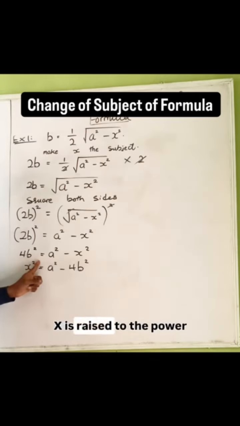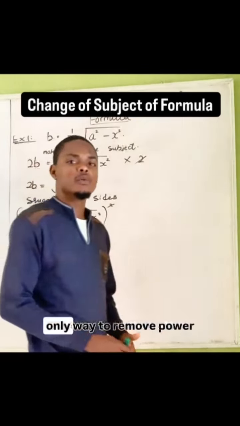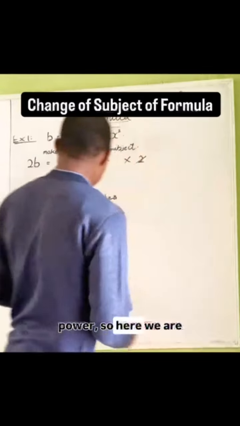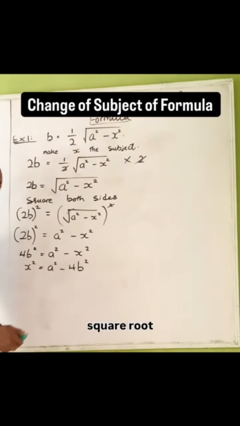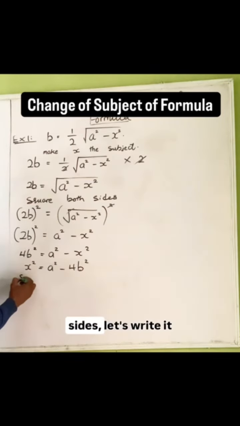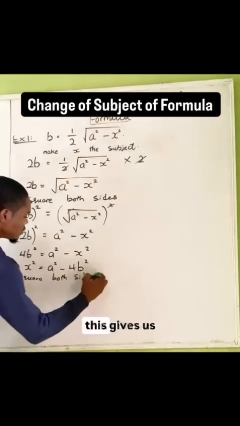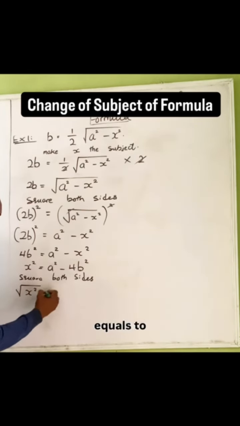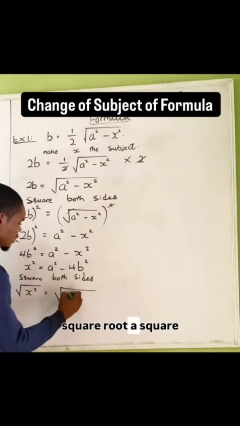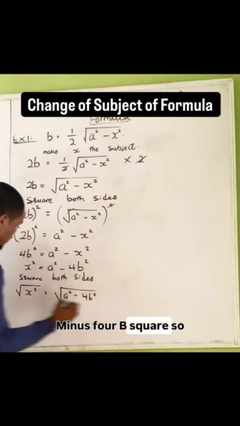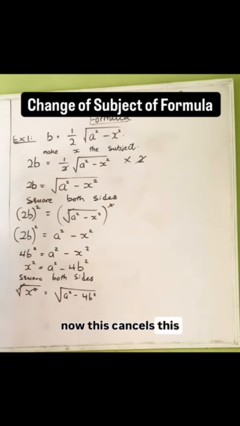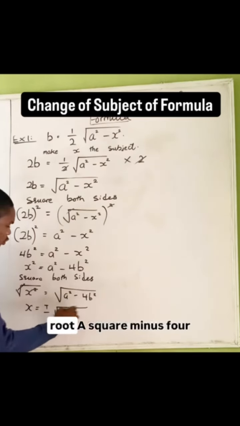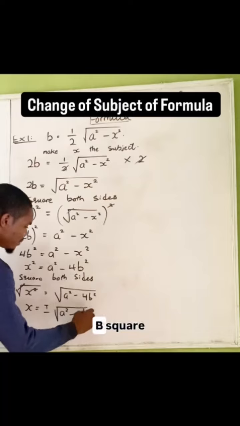Alright? Now this x is raised to power 2. We said the only way to remove power is by making use of root, and the only way to remove root is by making use of power. So here, we are eliminating this power of 2 using square root. So we are square rooting both sides. Let's write it out. This gives us square root of x squared equals square root of a squared minus 4b squared. So now, this cancels this. x equals plus or minus root a squared minus 4b squared.